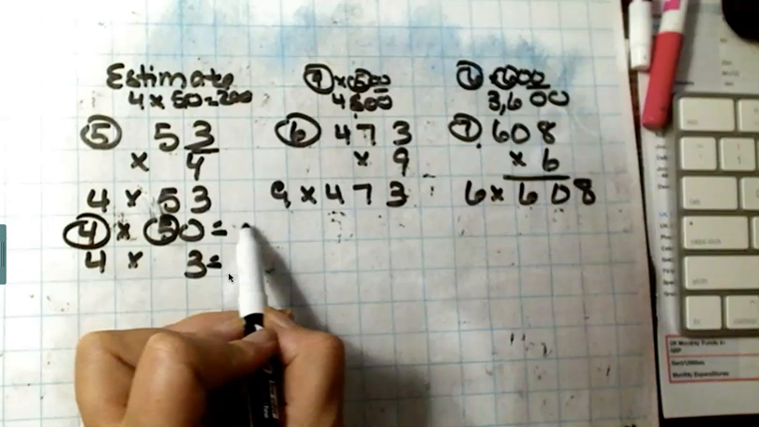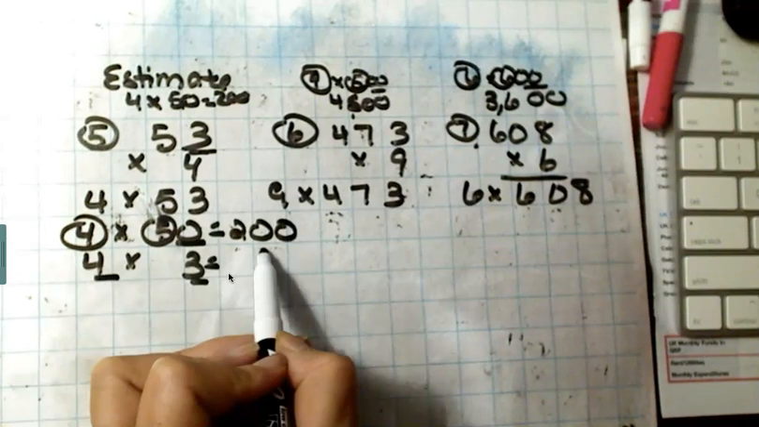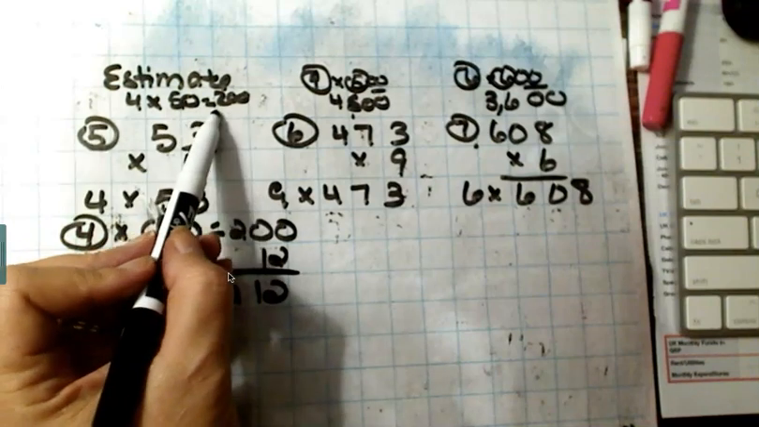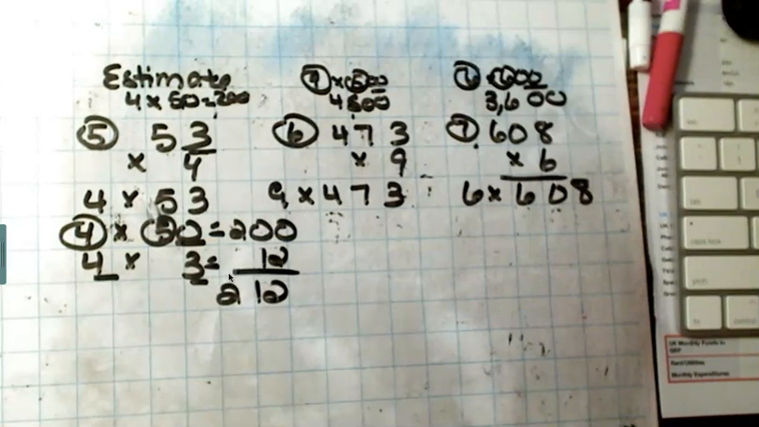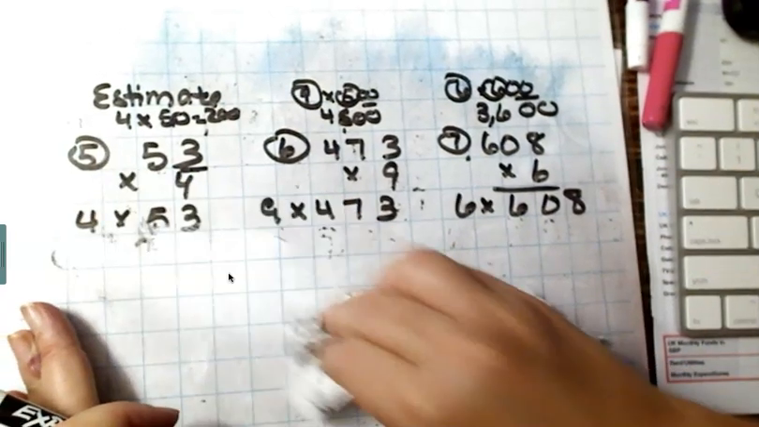4 groups of 5 is 20. Add a 0. 4 groups of 3 is 12. The answer here will be 212. Is that close to 200? Absolutely. Do you see that? So I'm going to erase this one so I can use the space over here.